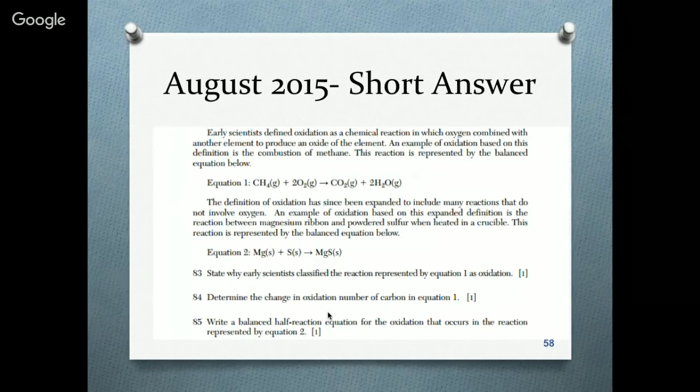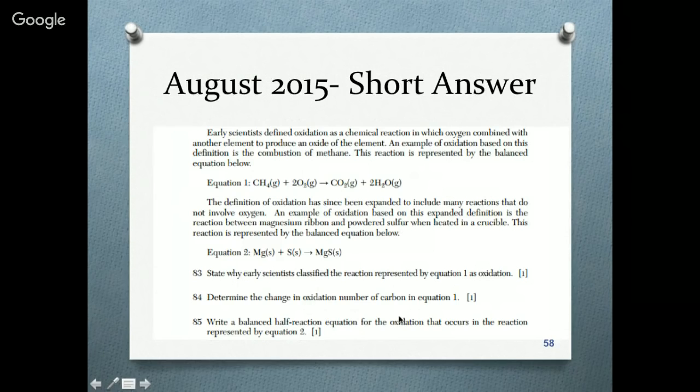Okay, August 2015 short answer question 83. There's like all this reading. We don't have a lot of time left, so I just want to look at what's happening here. They say state why early scientists classified the reaction represented by equation 1 as oxidation. There will be some questions on the Regents where you can find the answer right from the reading. If you look at the first sentence, it says, early scientists defined oxidation as a chemical reaction in which oxygen combined with another element. And that's true. Early on, the first definition of oxidation was combining something with oxygen. Now we know more about this transfer of electrons, but that's all you would have to say: scientists defined it as anytime oxygen combines with another element.